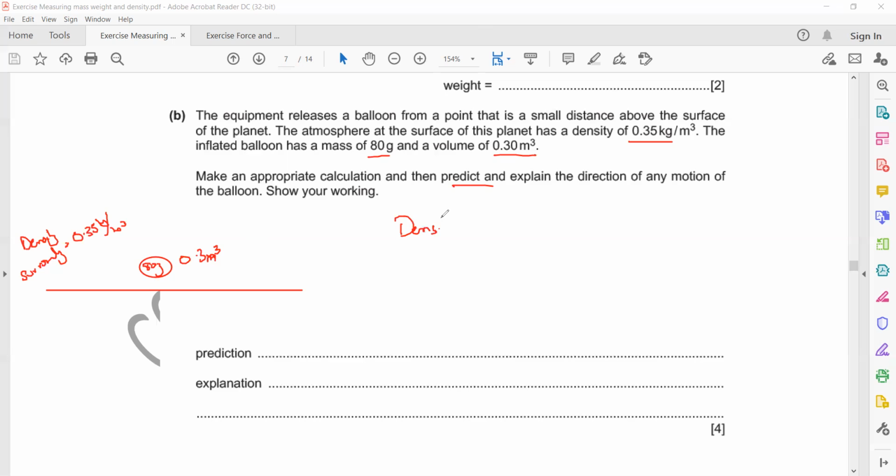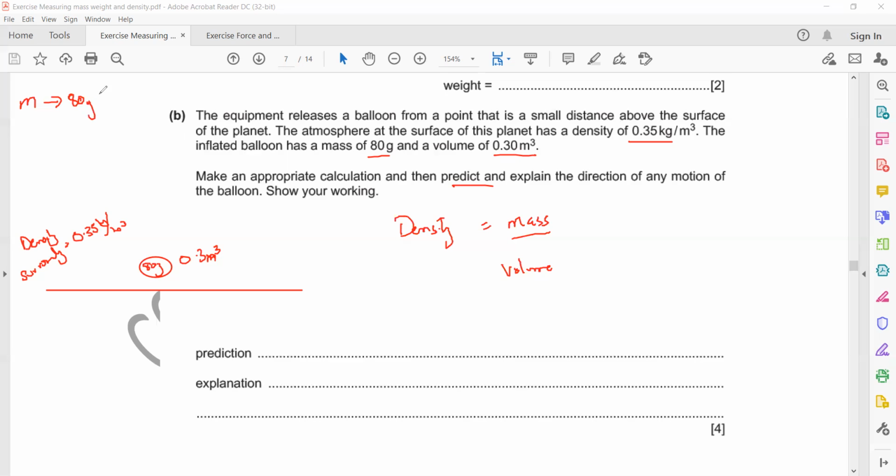To get the density of the balloon, we should get the mass, because density is mass present in a unit volume. Keep in mind, as you can see, the atmosphere density is in kilogram per meter cube. So when we are comparing the two values, we should have the same unit. So the balloon density should be in kilogram per meter cube as well. The mass of the balloon is given as 80 gram.